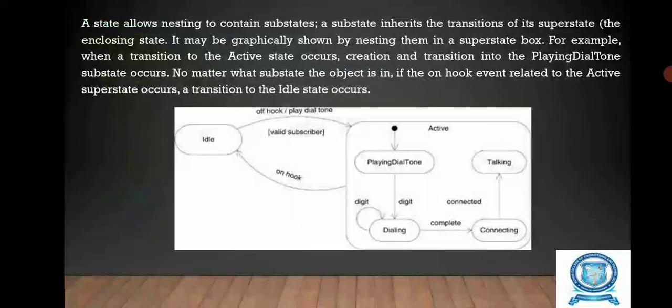A state allows nesting to contain substates. A substate inherits the transitions of its superstate, that is, the enclosing state. It may be graphically shown by nesting it in a superstate box. For example, when a transition to the active state occurs, creation and transition into the playing dial tone substate occurs. No matter which substate the object is in, if the on-hook event related to the active superstate occurs, a transition to the idle state occurs.